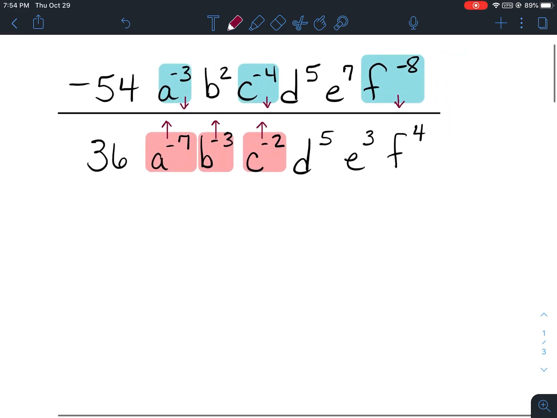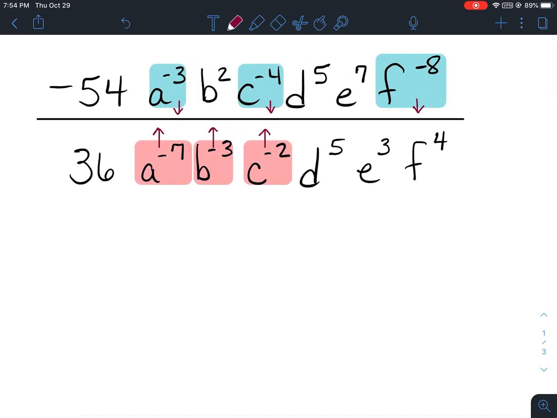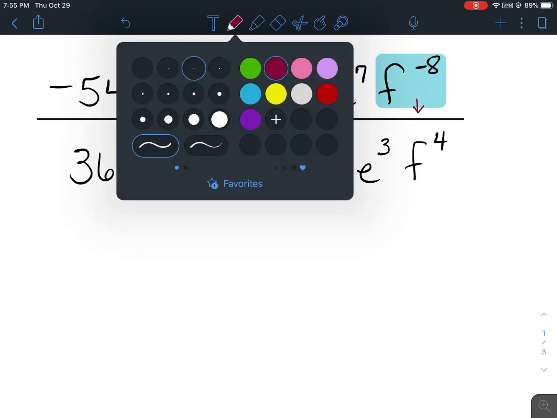Now, if it's not highlighted, it stays where it is. And a negative out front is not the same thing as a negative exponent. Sometimes students want to take the negative 54 or just take the whole thing and flip it, okay? We're only going to move what has a negative exponent. So what I have highlighted is the only thing that's going to move. So watch what happens when I rewrite this.